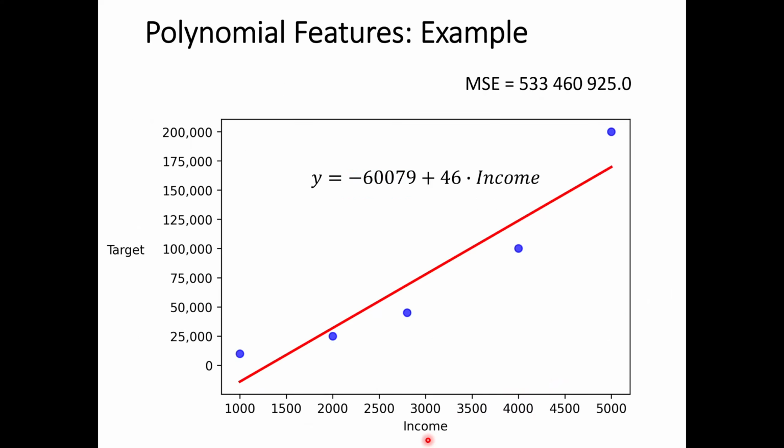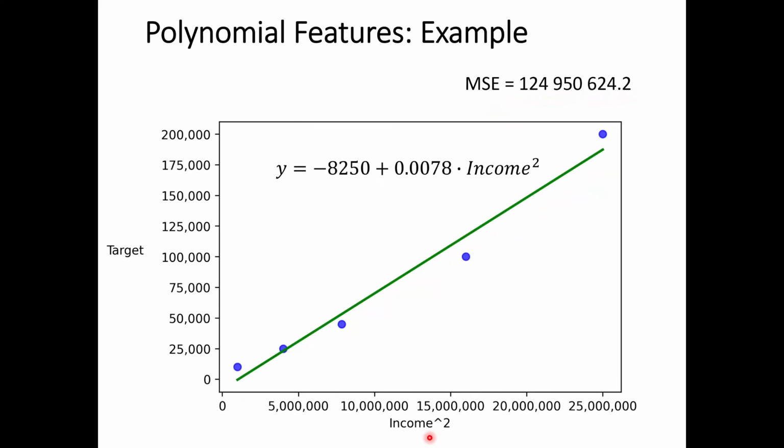Let's show that with the new feature, a linear model can make more accurate predictions. First, we will build a linear model using the original feature income. We can see that the model makes quite large errors. Some points deviate significantly from the line. And the mean squared error is greater than 500 million.